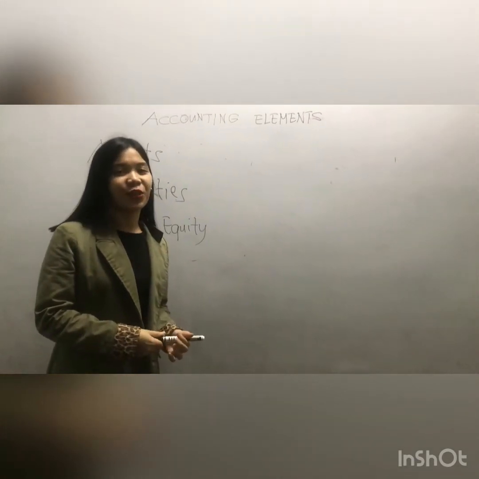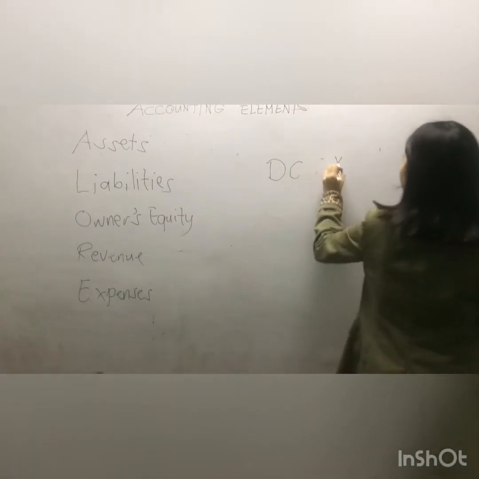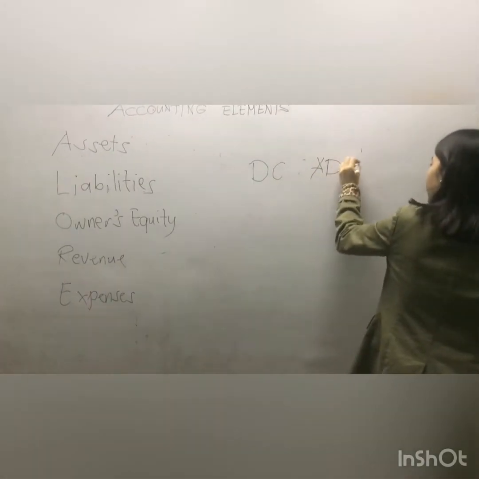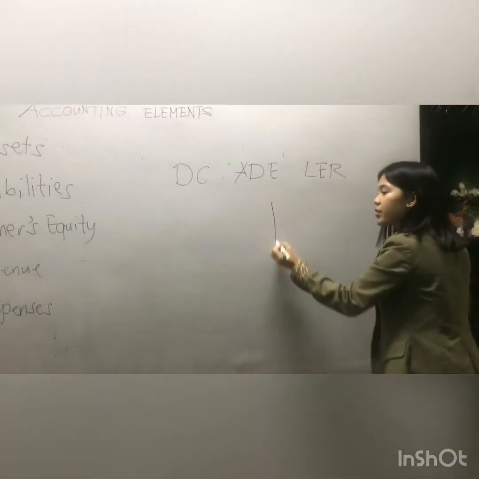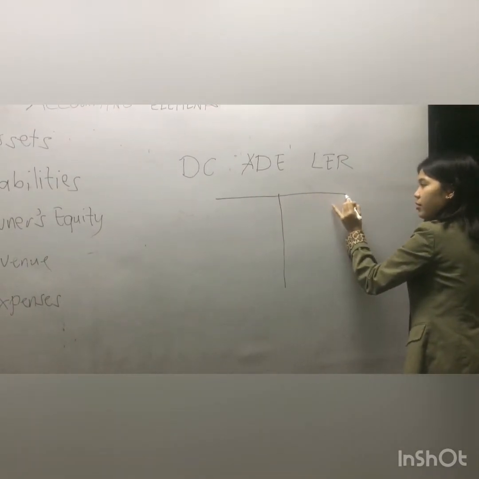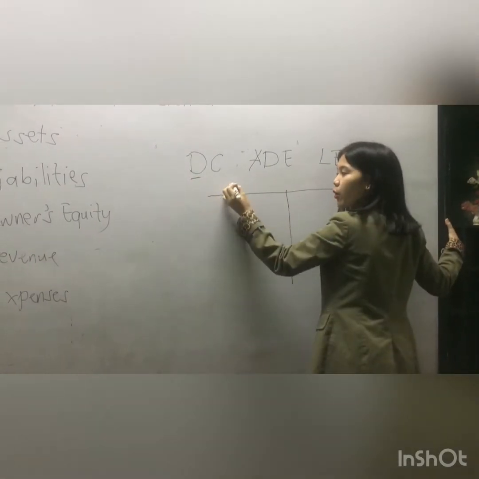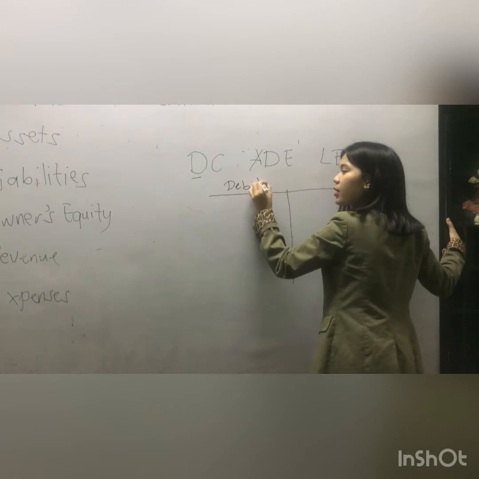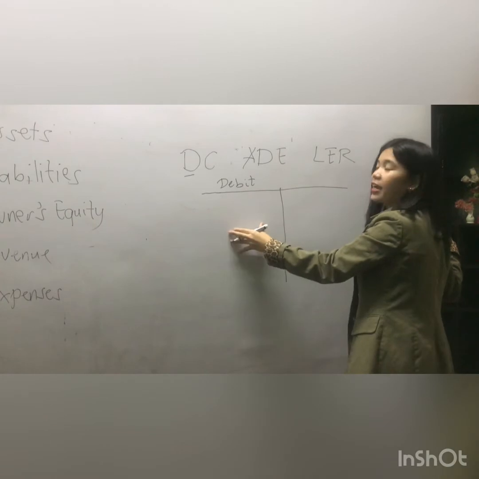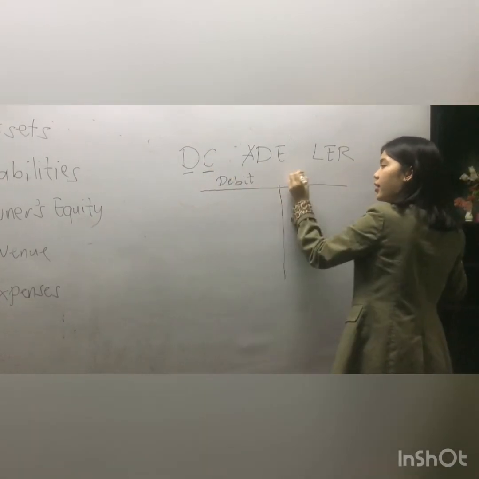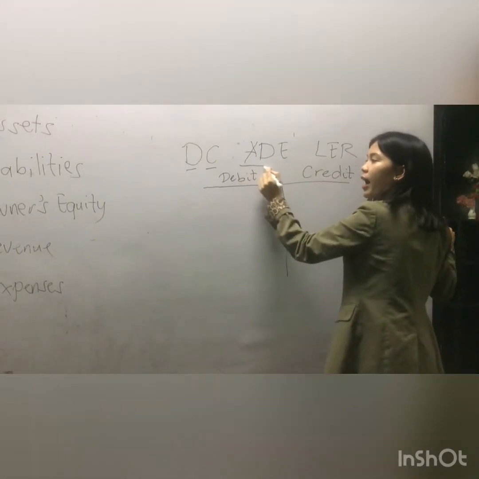Okay, let us continue, class. So remember this acronym, DC. We have debit and credit. We will draw first the T account, the letter T. Then on the left side, that would be your debit. Always remember that debit is on the left side. The normal side of debit is the left side. Next one is the letter C. We have here credit.